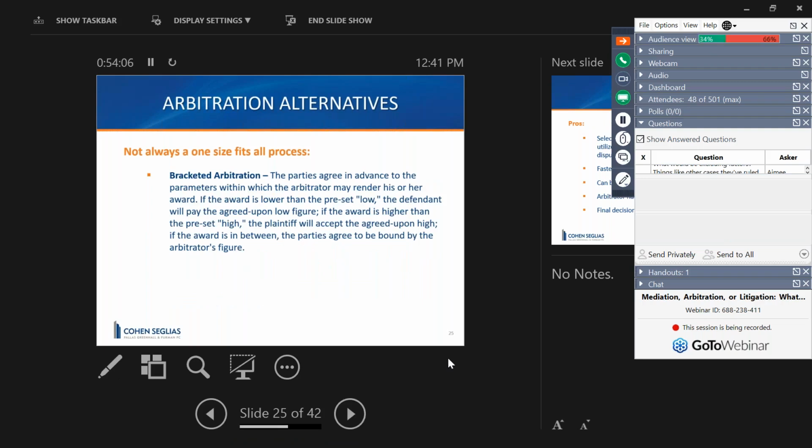Another alternative is what's called bracketed arbitration, similar to baseball arbitration, but everything in between the two numbers is available. So if one side picks $1 million and the other side picks $100,000, the arbitrator in a baseball arbitration has to give either $1 million or $100,000. Whereas in a bracketed arbitration, they can give anything between the $1 million and $100,000. And it allows the parties to cap their potential liability as well as their potential recovery.